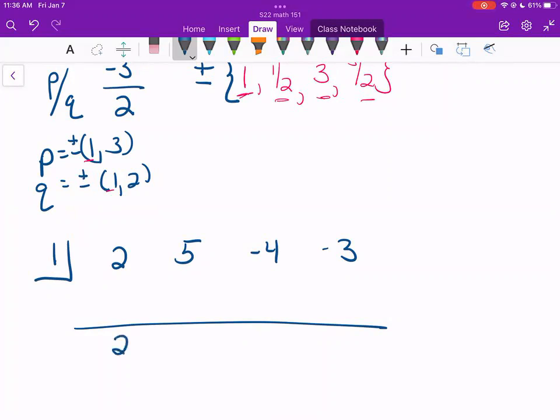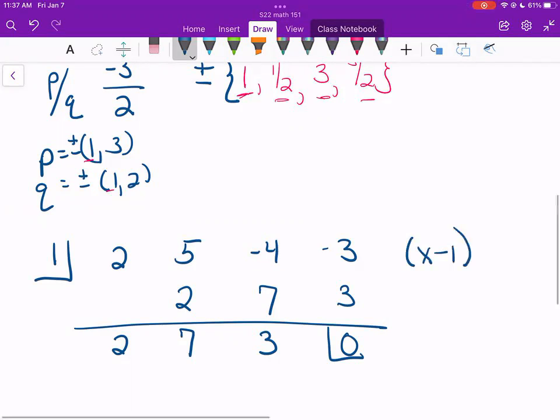I drop my 2, 1 times 2 is 2, which leaves me with 7. This gives me 1 times 7 is 7, which leaves me with 3. 1 times 3 is 3. When I subtract those, I get 0. So what this tells me is x minus 1 is a factor.